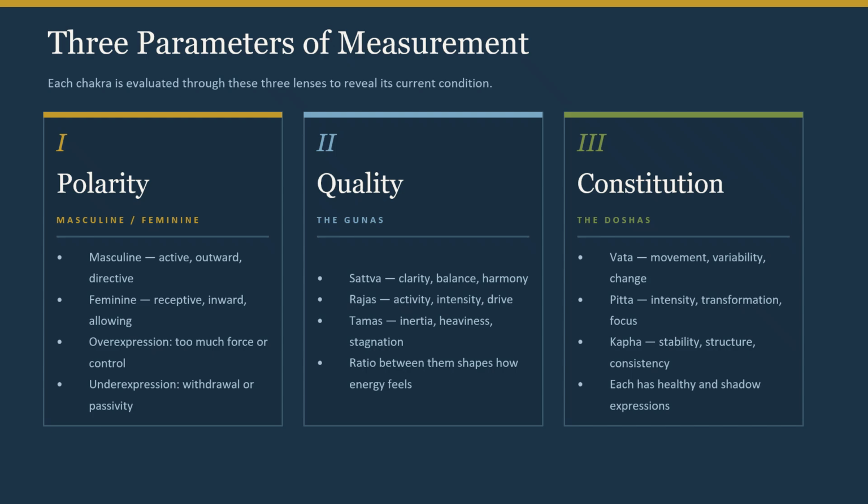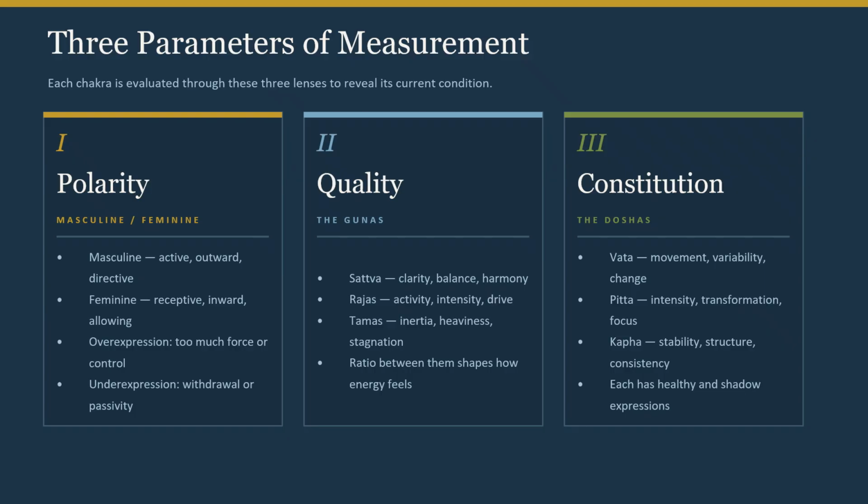Imbalance happens in two ways. Overexpression represents too much force, control, or outward push. Underexpression represents withdrawal, passivity, or lack of engagement. So when we look at polarity, we're asking, is this chakra pushing too hard or not showing up enough?